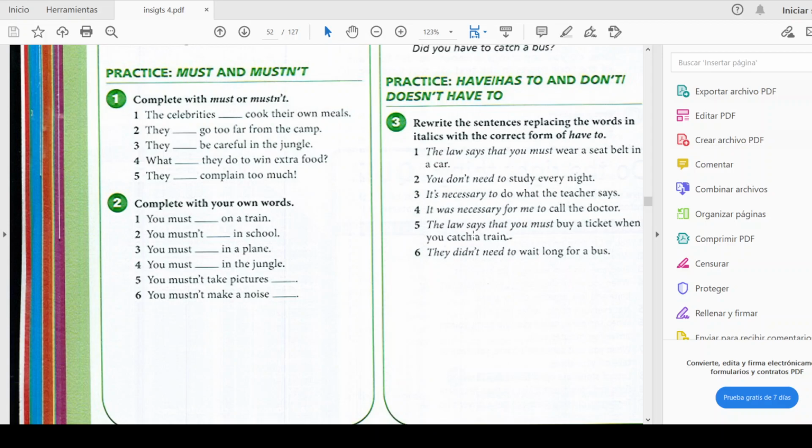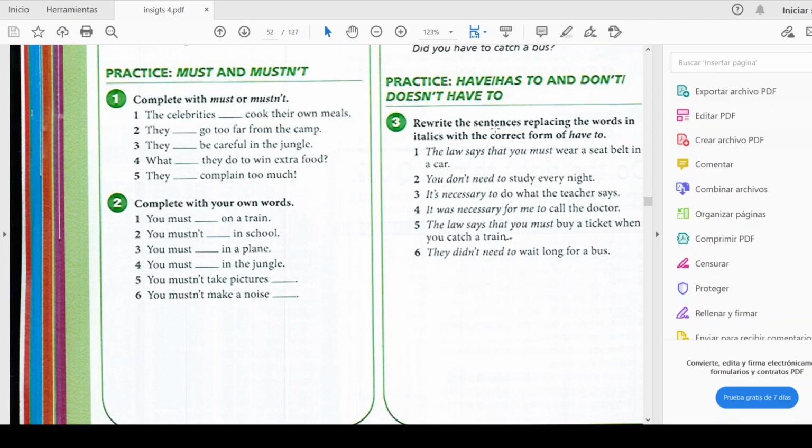So pay attention. Remember, it's very important that for this part you pay attention to the PowerPoint presentation that I'm going to send you with the explanation about this. Have or has to, and don't and doesn't have to. So you are going to replace those words in italics with these ones.